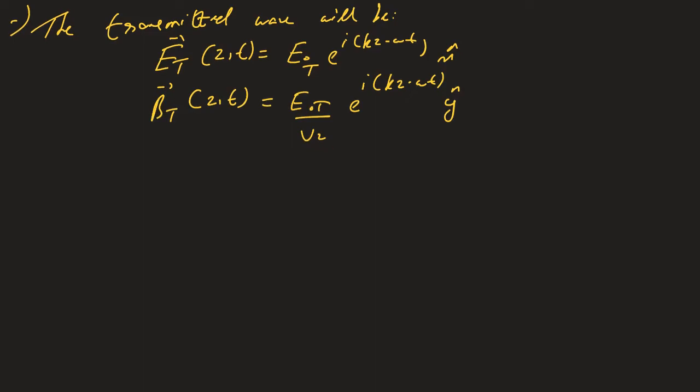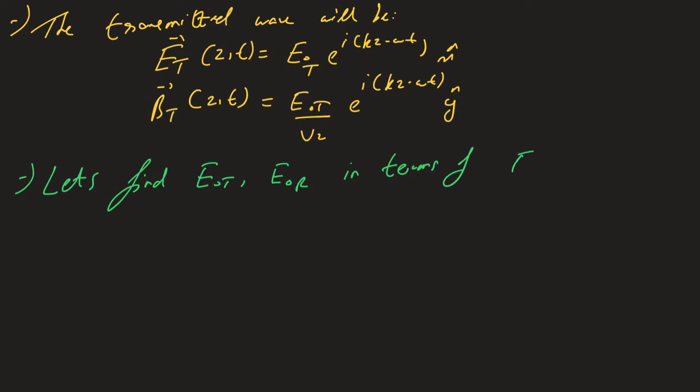Okay, so now let's find E naught t and E naught r in terms of E naught i. Why are we interested in this? Because this will tell us how much light is transmitted and how much light is reflected.